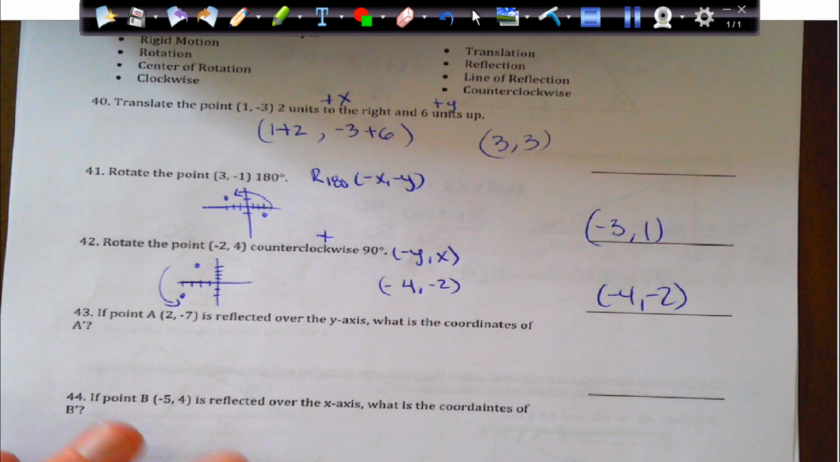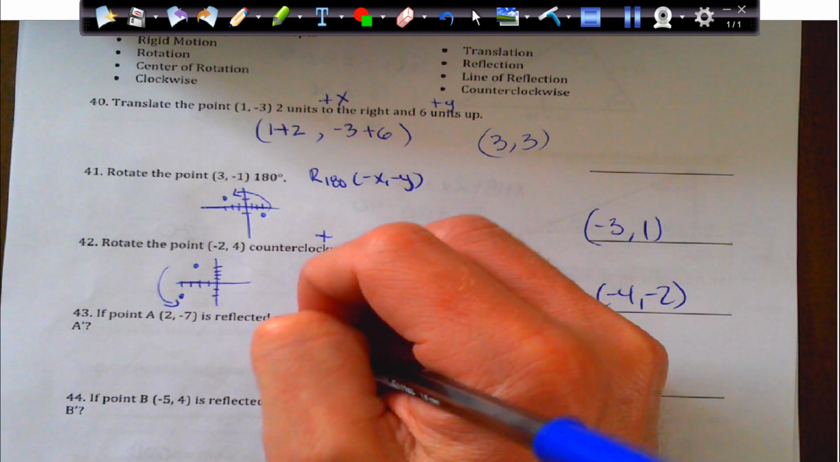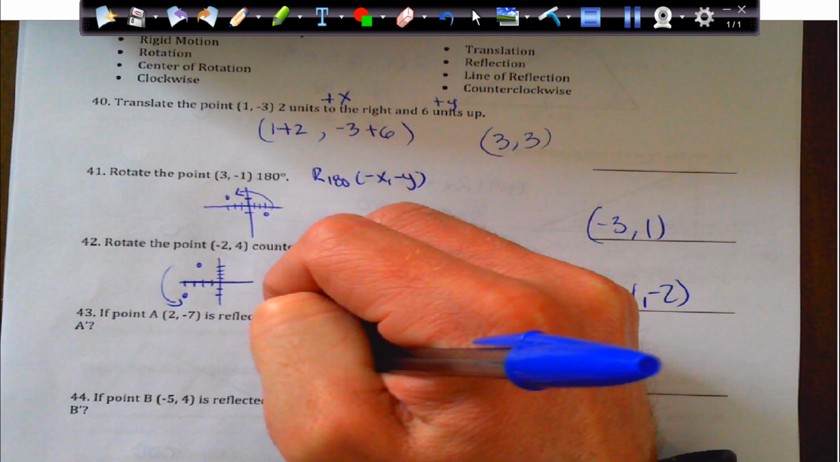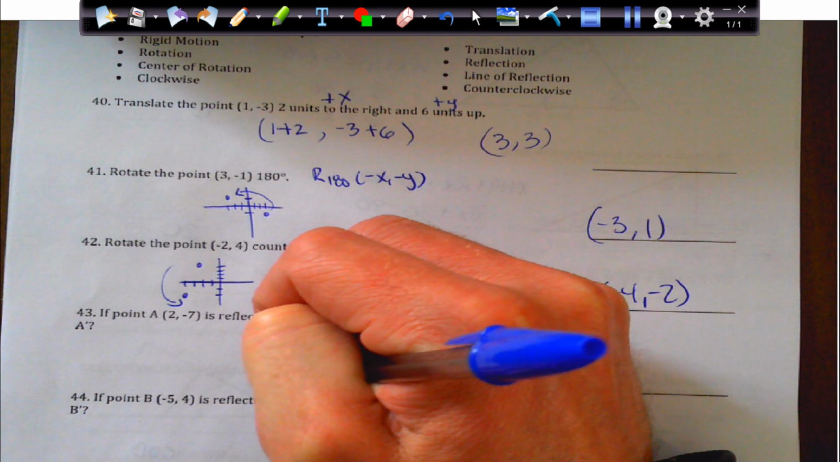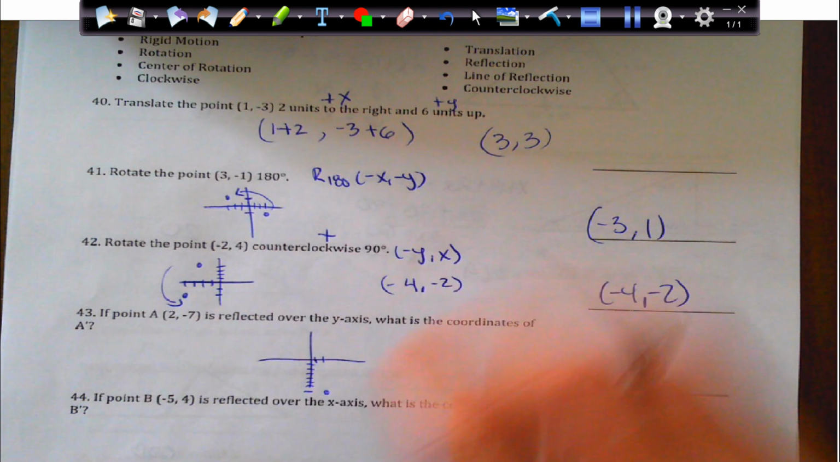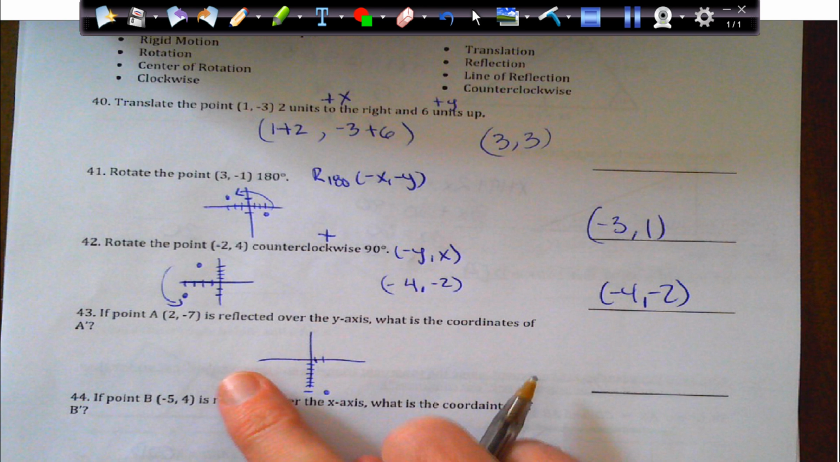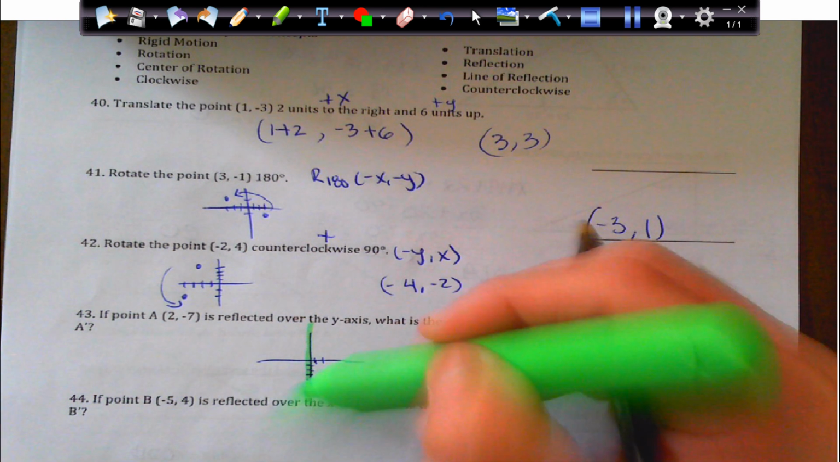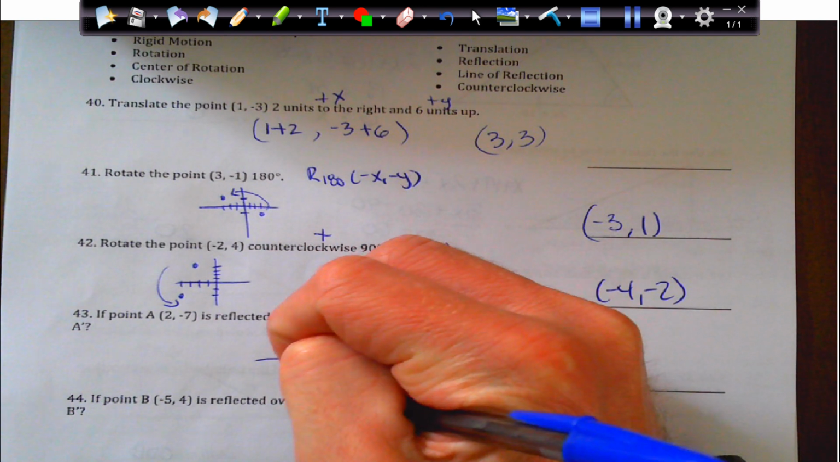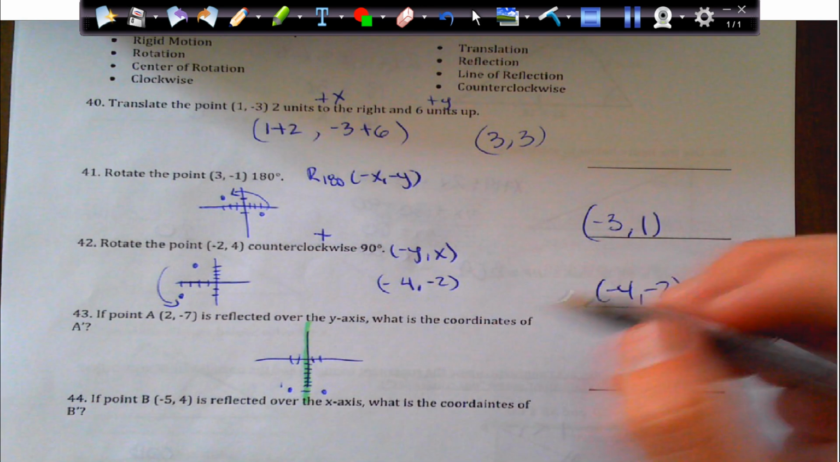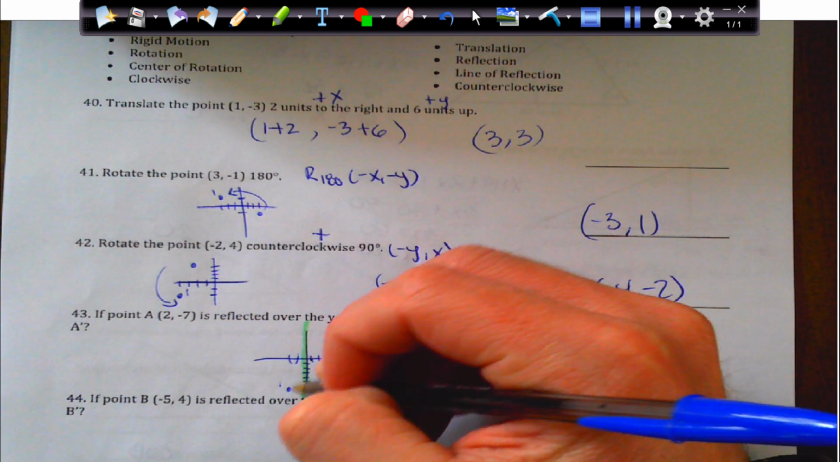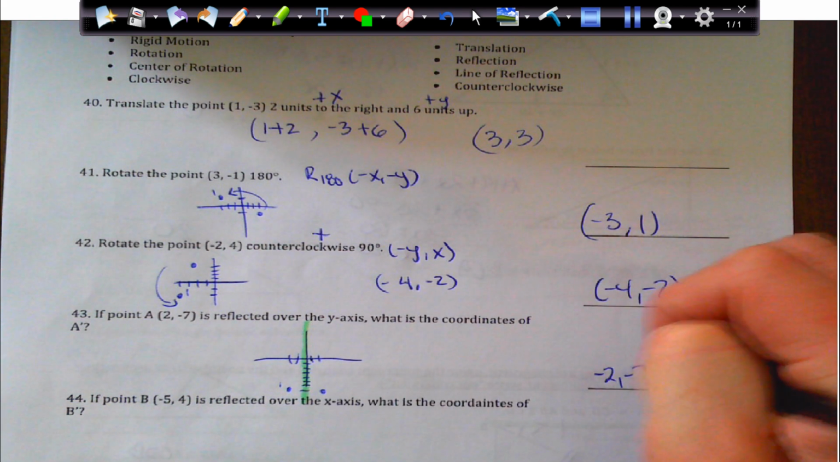Negative A, negative 7 is reflected over the y. I don't usually remember the values of these, so I just go ahead and plot them. So I'm at positive 2, 1, 2, 3, 4, 5, 6, 7. I'm reflecting over the y, so what's the coordinate of A? So I'm reflecting over this guy. I'm 2 units away from it, so I'm just going to go 2 units behind it. So that's my new point. I'm going to put a little dot on each of my new points, like saying prime. So that should just be negative 2, negative 7.